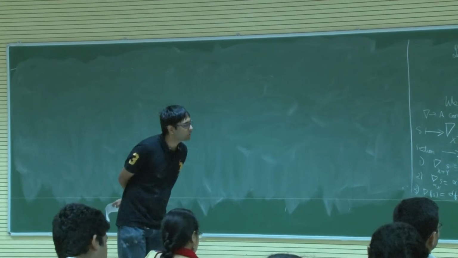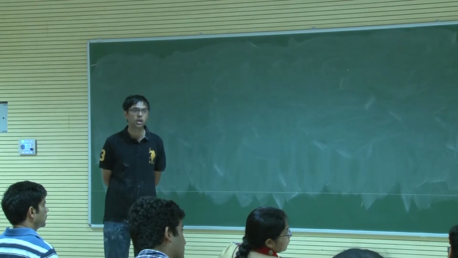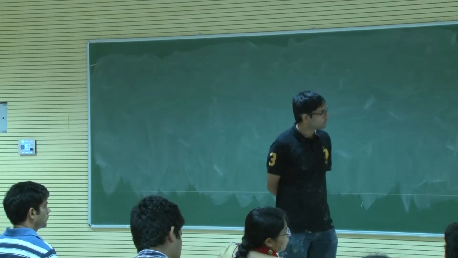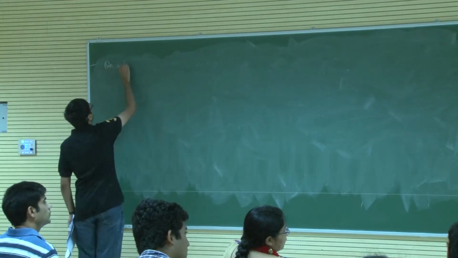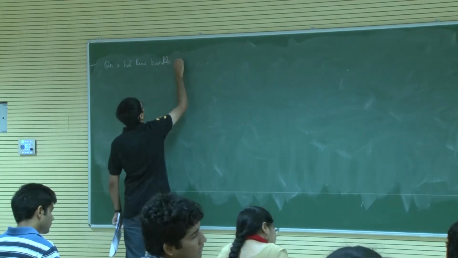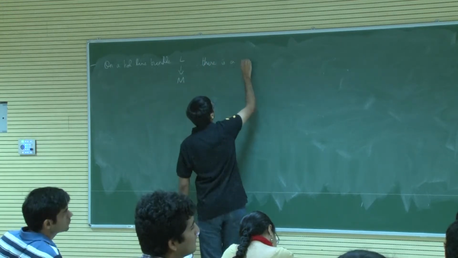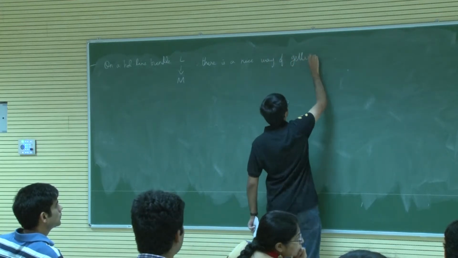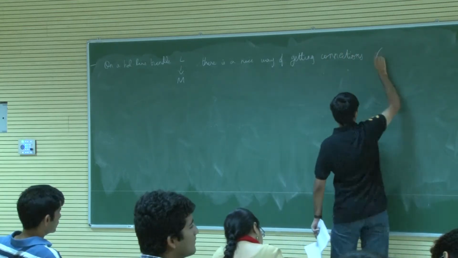So how do you come up with connections? How do you prove connections exist on any line bundle? There is a partition of unity argument to do it. You construct them locally and patch them up together. We won't do that. Instead, what we will do is something slightly better. On a holomorphic line bundle L over N, there is a nice way of getting connections. I believe this was first discovered by Chern.